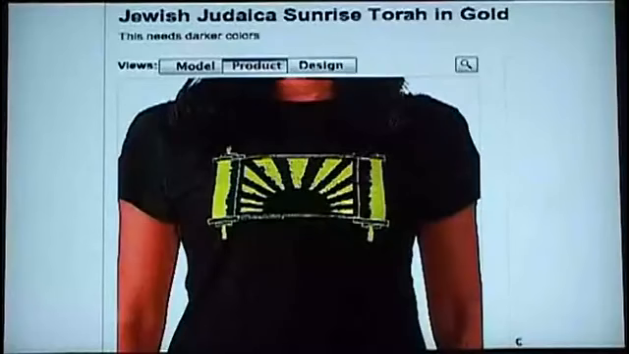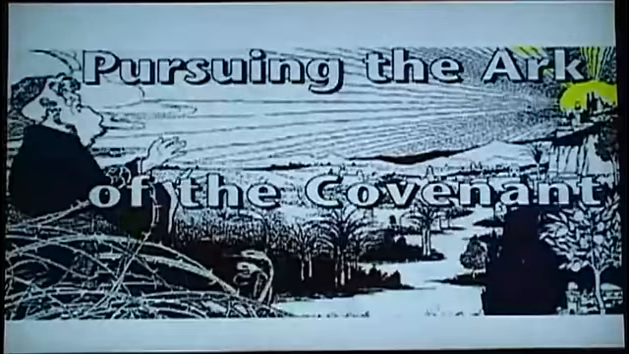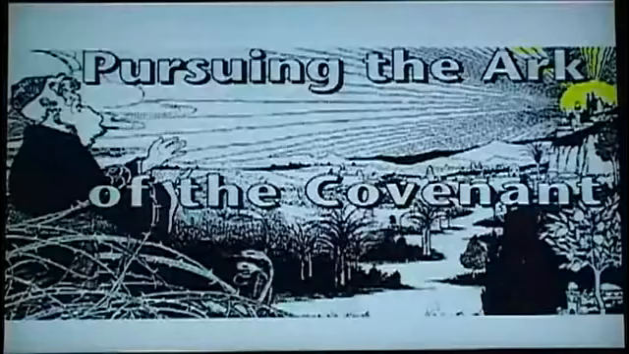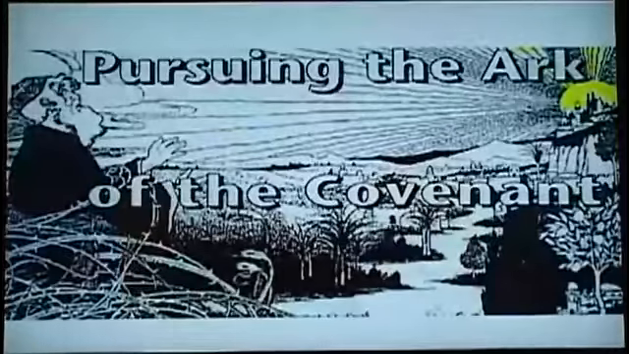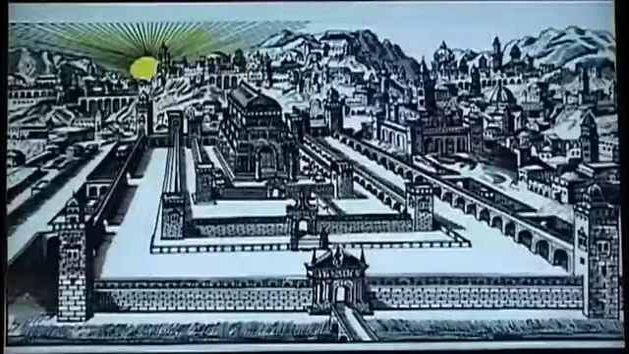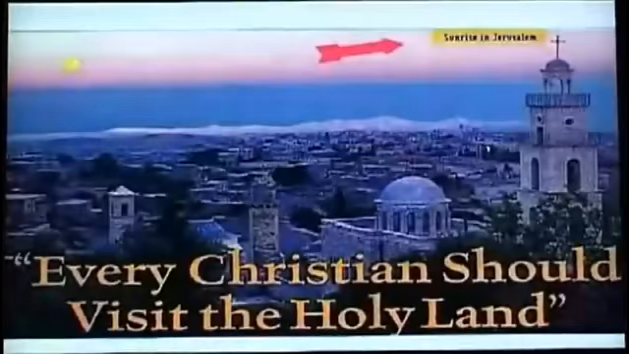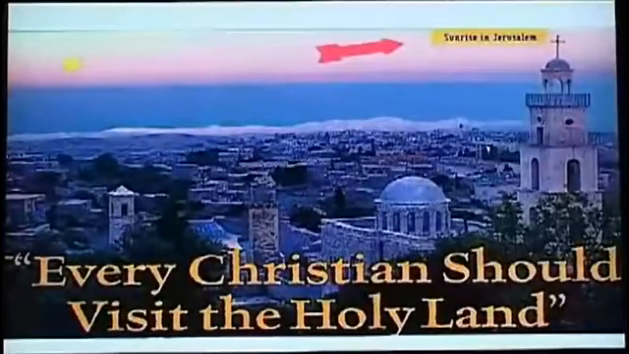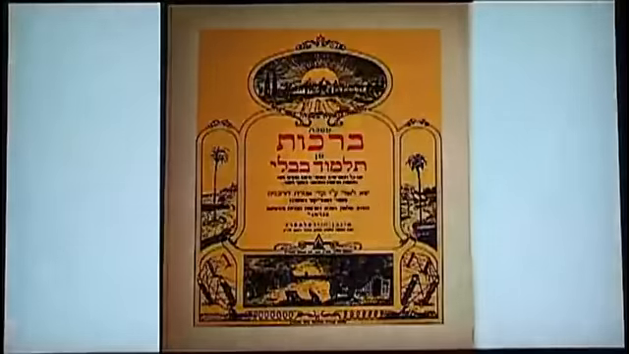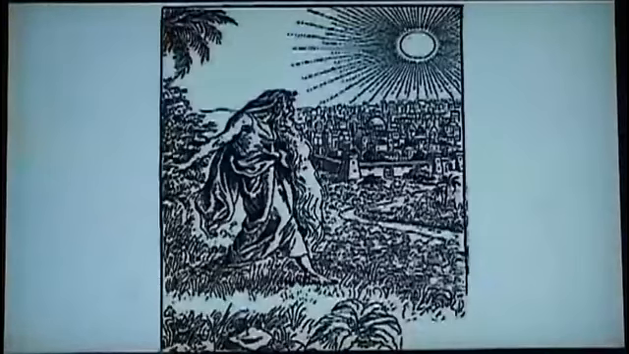Even the sunrise Torah symbol. The Jews use the sun rising over Jerusalem all the time. That's a very important symbol. Here we have sunrise in Jerusalem. There's a reason why the sunrise is important, because it's a symbol of the Illuminati, the illumination of the world by the illuminated minds.